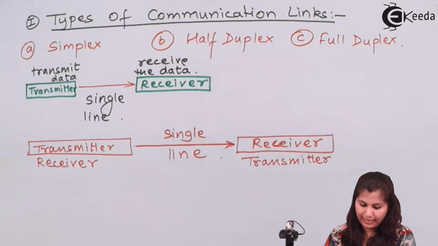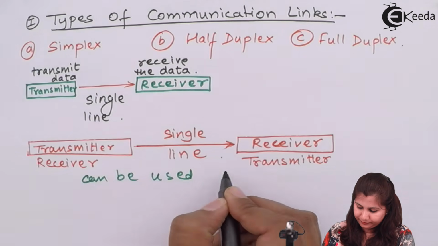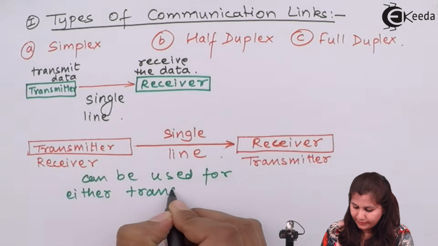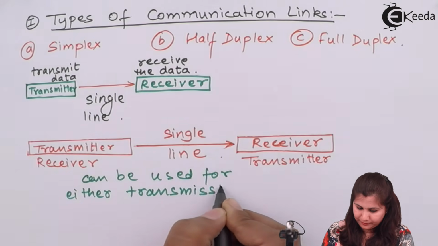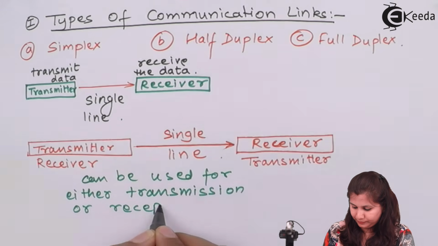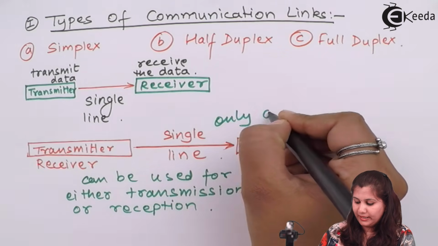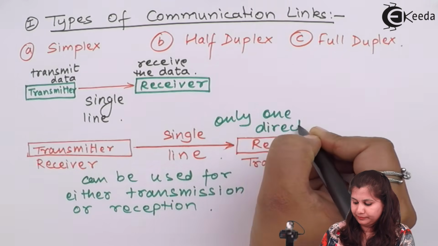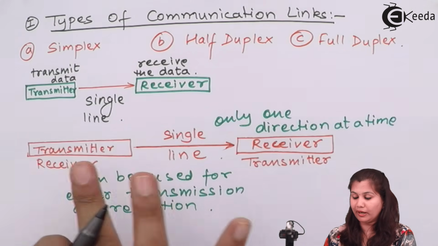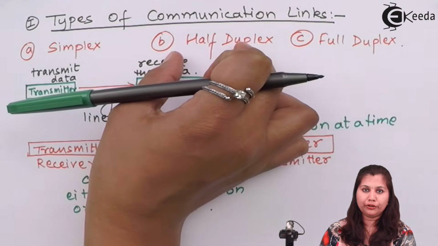Or we can say it can be used for either transmission or reception, but only one direction at a time. At a time, it can act in one direction only, either from 1 to 2 or from 2 to 1. So that is a kind of half duplex.